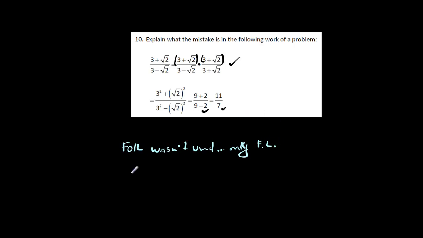And obviously you want to use complete sentences and all that. I don't want to have to write out a whole paragraph here. Just explain that FOIL was not used. They only did the F and L in the numerator. And the reason they should have used FOIL is because 3 plus root 2 and 3 plus root 2 are not conjugates, and they're binomials.